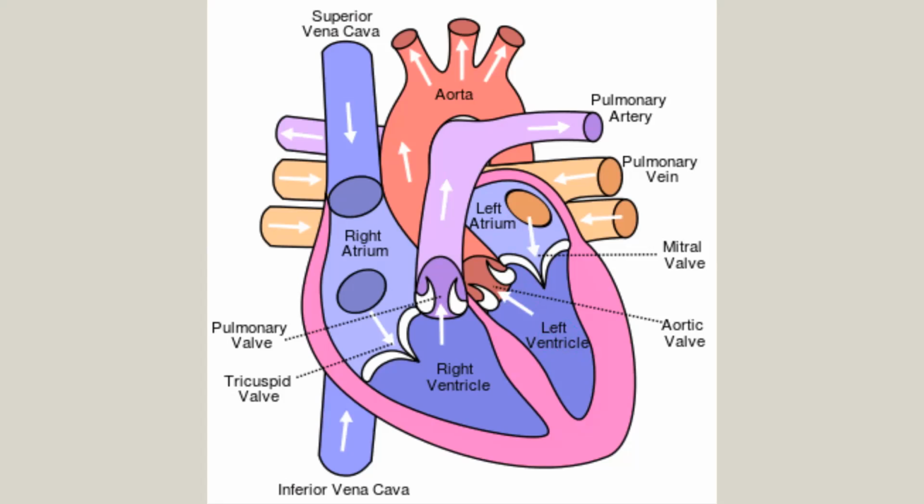Of course, before it goes to the left atrium, there's a pulmonary vein. The pulmonary vein always receives and carries oxygenated blood from the lungs. The process will be done later on. Don't forget that we also have two checkpoints called the mitral valve and the aortic valve.